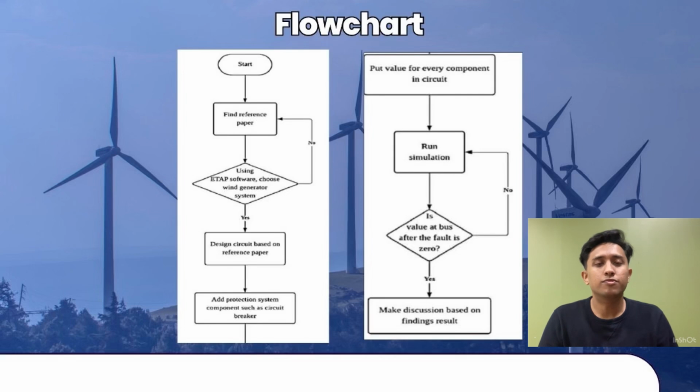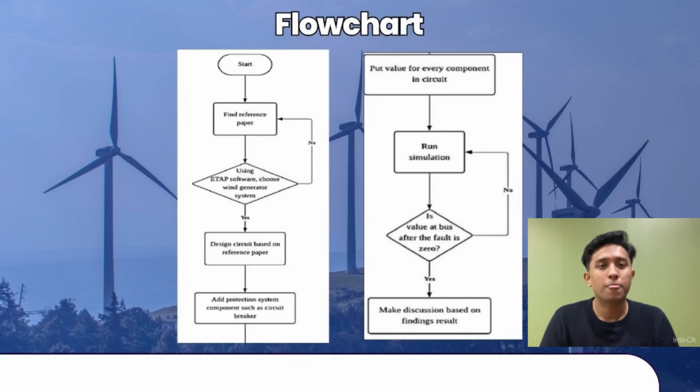So we start with the flowchart. First, research and system selection. Start by finding relevant reference papers on wind generator systems. By using ETAP software, select or configure your wind generator system based on the research. If the system isn't suitable, revisit the research.